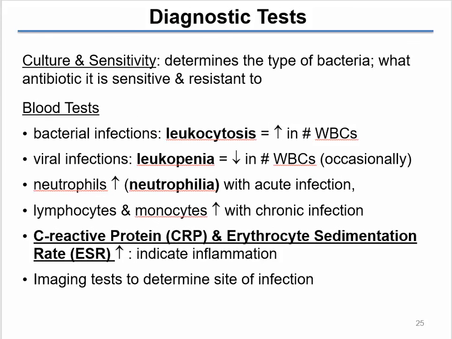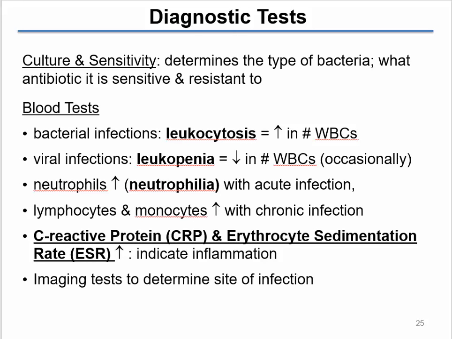Now, there are various tests that we use, especially for bacterial infections. Nothing beats culture and sensitivity tests. So this is where you take a sample, you culture it, you grow the type of bacteria, you look at it and identify it, and you test it with antibiotics to see what it's sensitive to and what it's resistant to, so that you can develop a treatment regime based on this test.